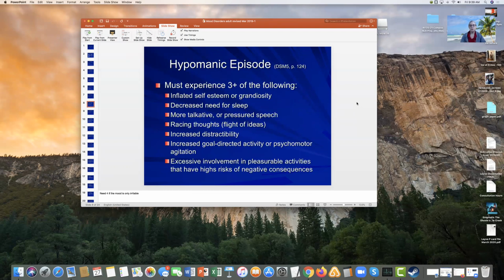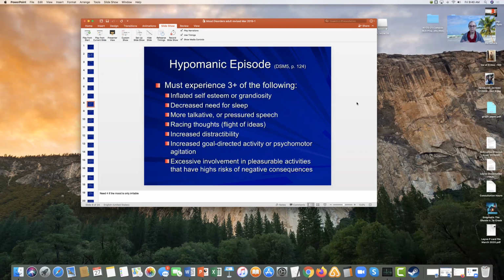Now, a hypomanic episode, hypo meaning a little bit less than, is in between a manic episode and baseline, but it's enough of an issue, or the symptoms cause enough issues, that the person presents themselves for treatment or a family member presents them for treatment. So they only need 3 of the following.